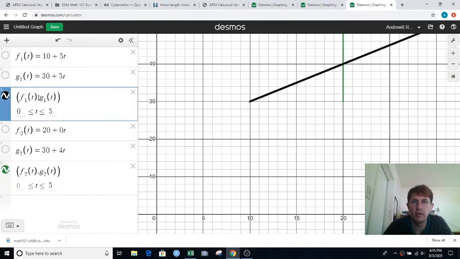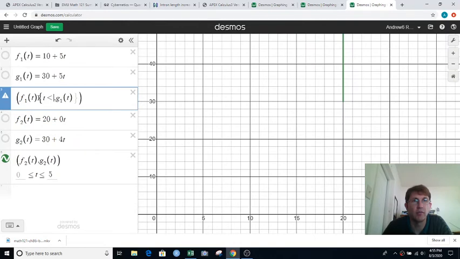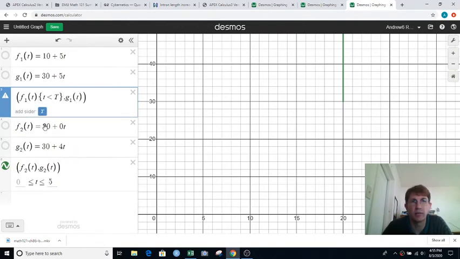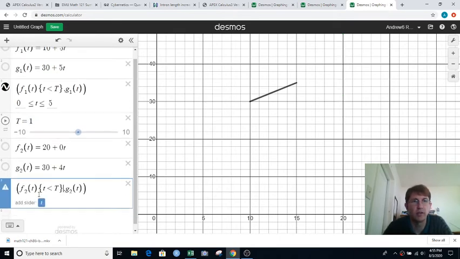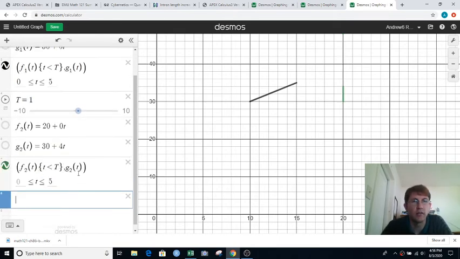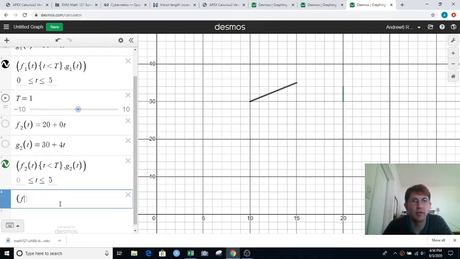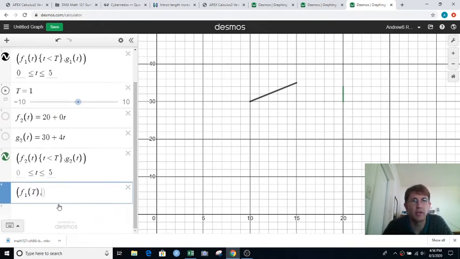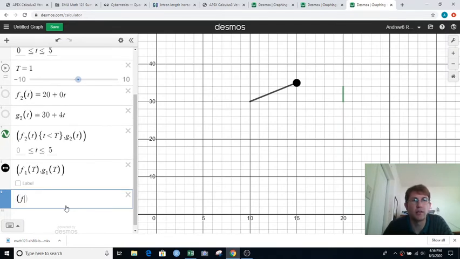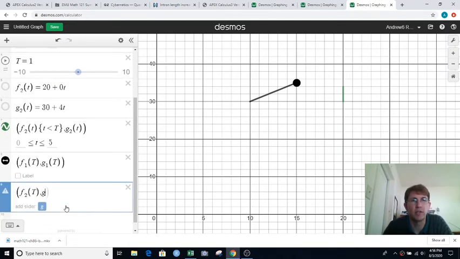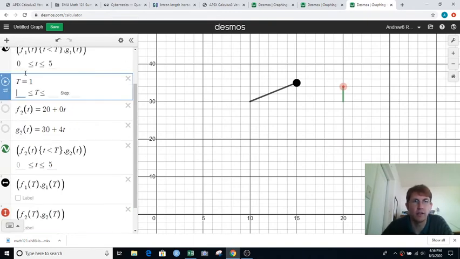We can do the same trick we did before and only plot this for t values less than some cutoff, like capital T. And we'll do the same thing down here. And we can even put a point at f1 of t, capital T, g1 of capital T. That'll put a point right where our first airplane is. And f2 of capital T, g2 of capital T. And now we'll start there.